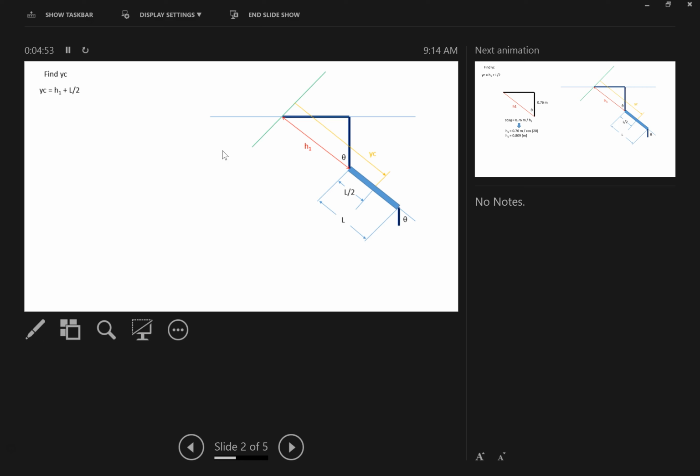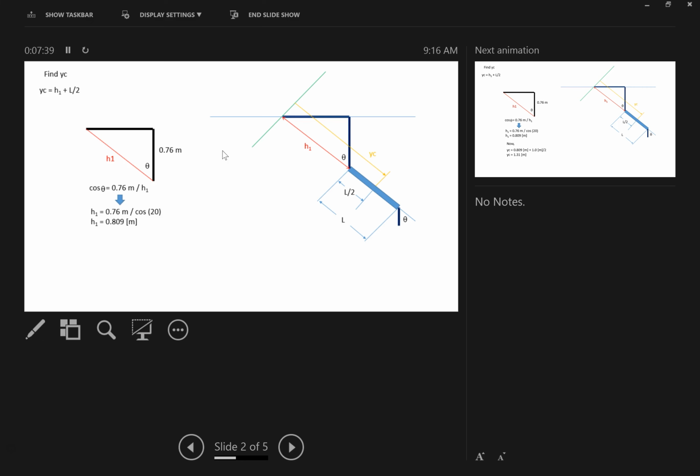So YC is, again, from the free surface, so from this point all the way down to where my centroid is. All right, so let's go through this. So YC is from this free surface straight down, which we call H1, and then we're going to add half of this length of this rectangular section. Okay? Now, how do we find this value right here?